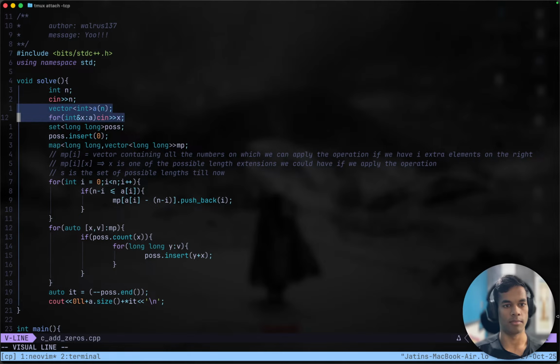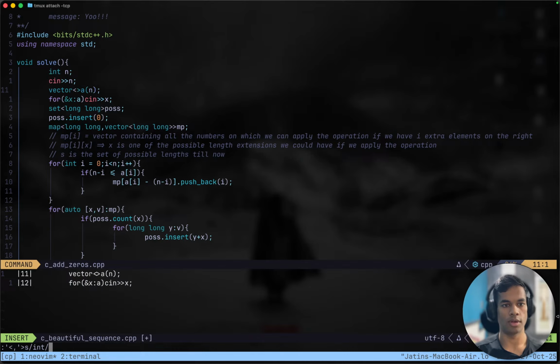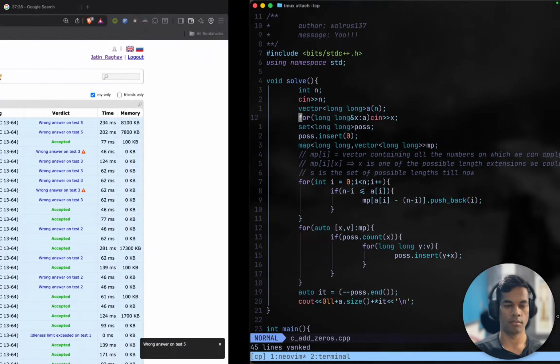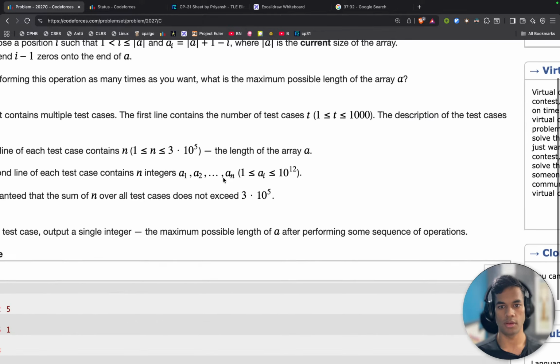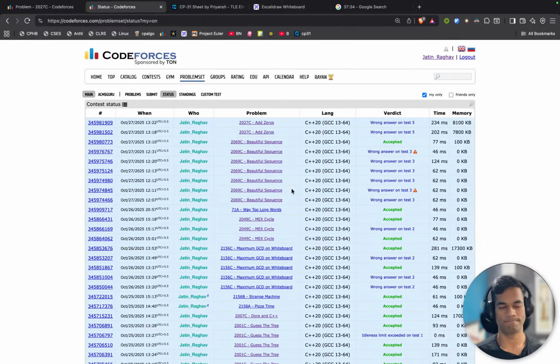Did I mess up here? Substitute int by long, because A can be very big. A can be as big as 10^12. So yes, that was very stupid.